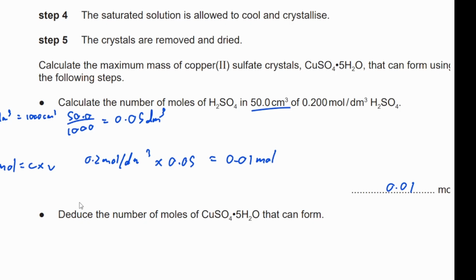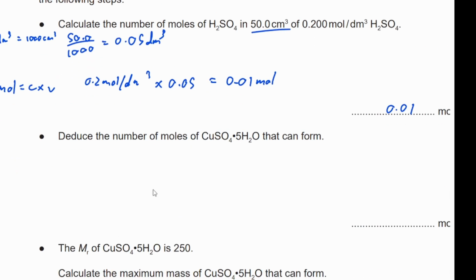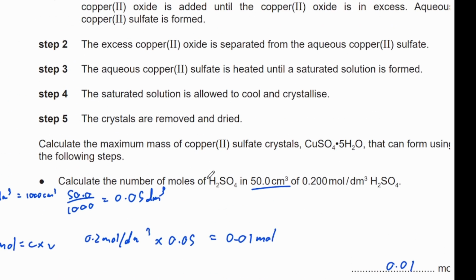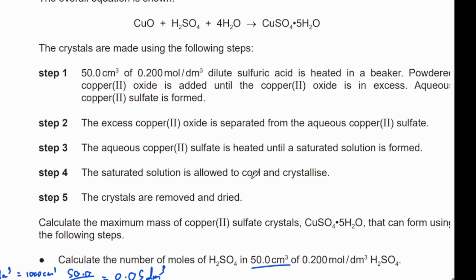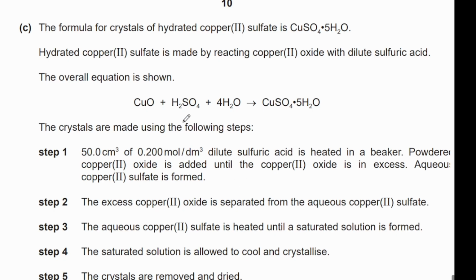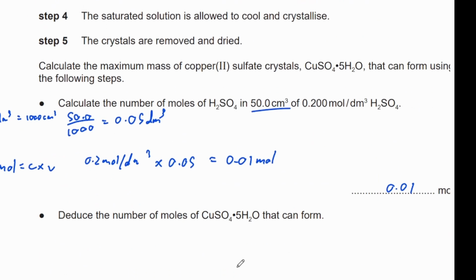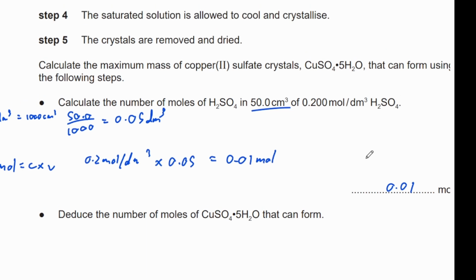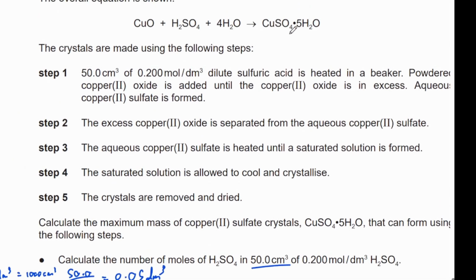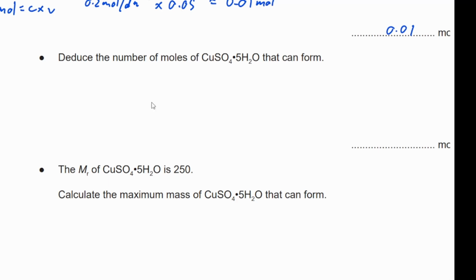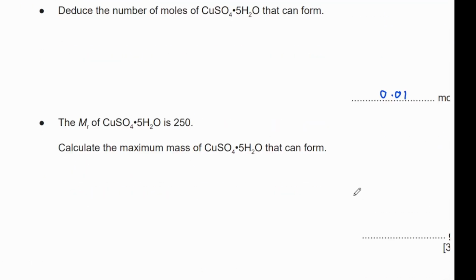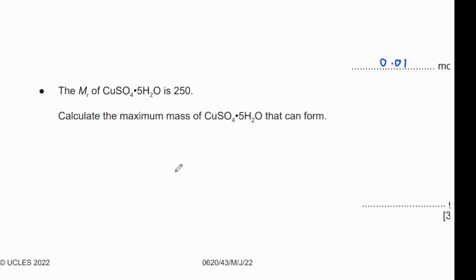of H2SO4. Deduce the number of moles of CuSO4·5H2O that can form. Since you're using 1 mole of H2SO4 in this equation to form 1 mole of hydrated CuSO4, if you use 0.01 moles of H2SO4, you will also form 0.01 moles of CuSO4·5H2O, right? Since the ratio is 1 to 1, the answer will be 0.01. The Mr of CuSO4·5H2O is 250. Calculate the maximum mass of CuSO4·5H2O that can form.